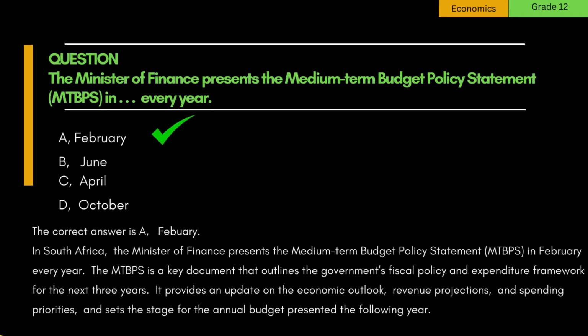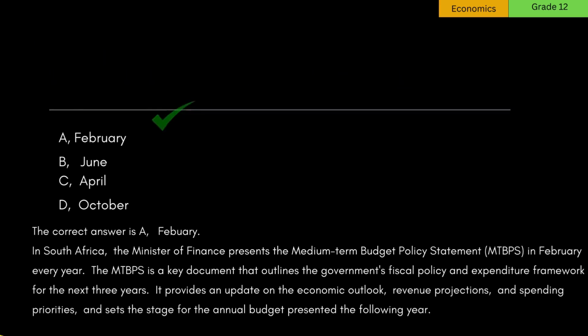In South Africa, the Minister of Finance presents the Medium-Term Budget Policy Statement, MTBPS, in February every year. The MTBPS is a key document that outlines the government's fiscal policy and expenditure framework for the next 3 years. It provides an update on the economic outlook, revenue projections, and spending priorities, and sets the stage for the annual budget presented the following year.